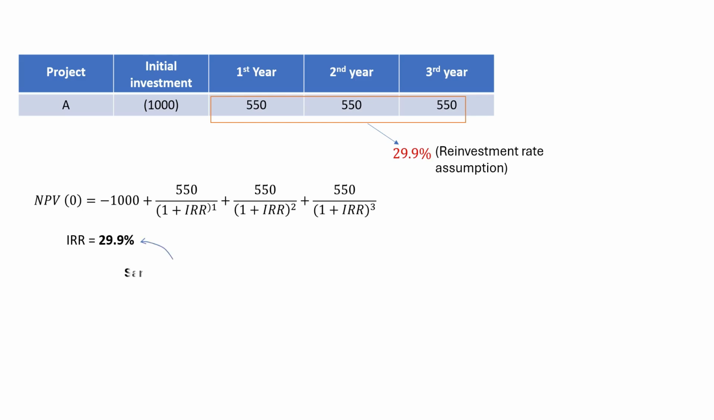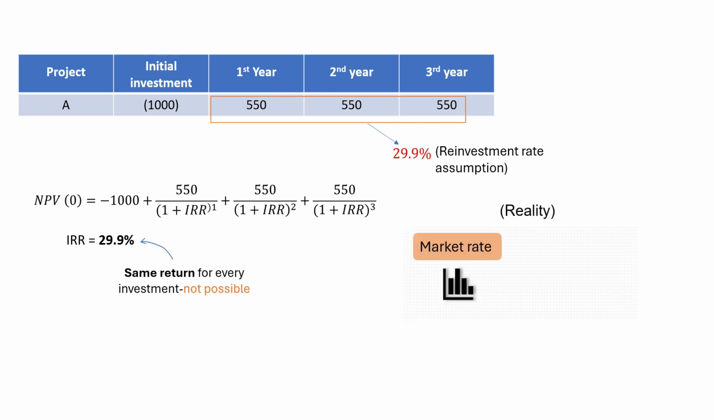IRR assumes that these cash flows grow at 29.9%, making it look more attractive than it is. In real life, you cannot always find another investment giving the same IRR. Maybe your project has 29.9% IRR, but your reinvestment rate would be around the market rates or the company's cost of capital. You can't keep earning 29.9% on every interim rupee that comes back to you. Such reinvestment opportunities rarely exist.